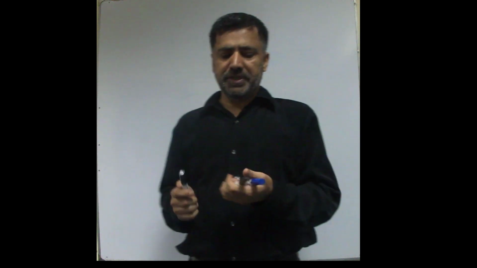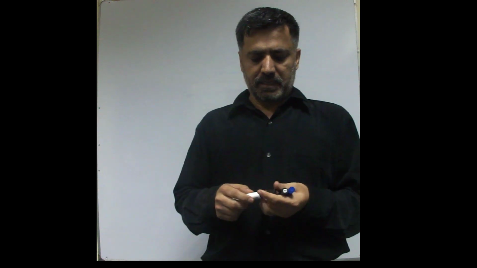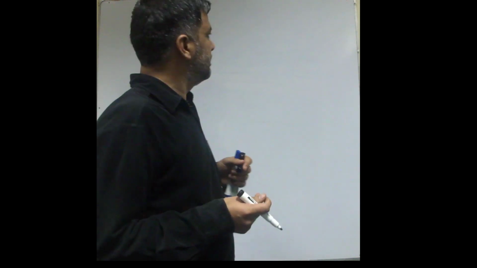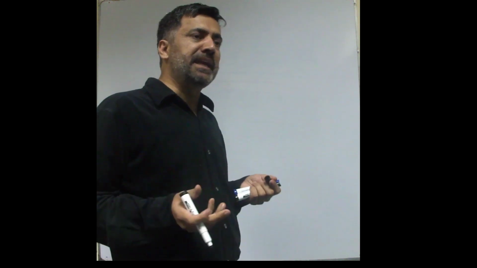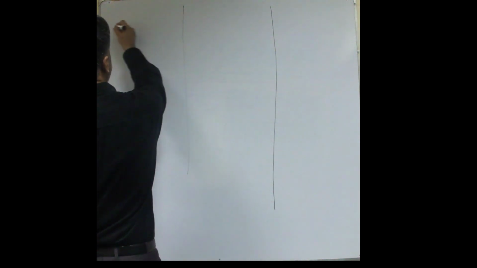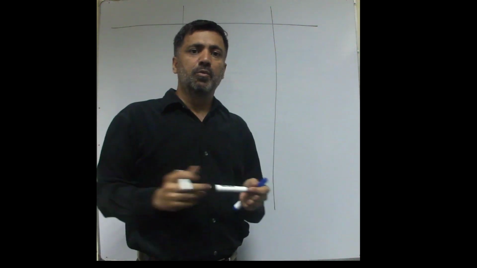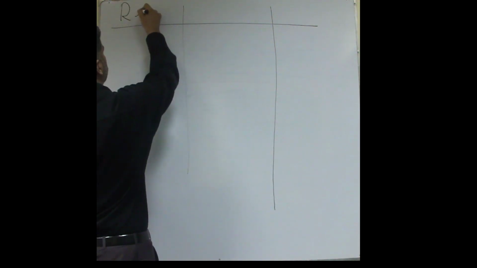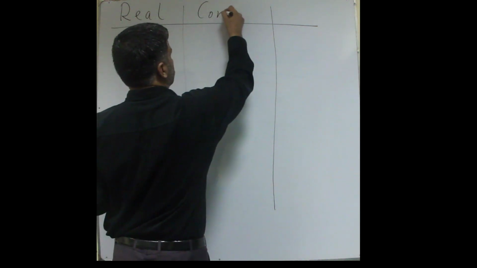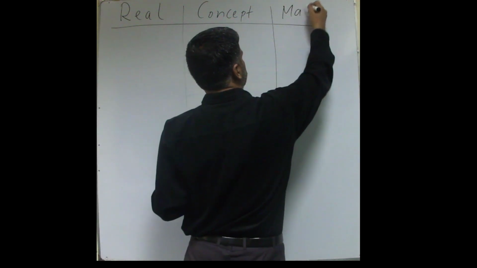So let's continue from our previous video. And the idea of the previous video was to give meaning to numbers. So the conclusion of that video was that we have basically three different worlds: the real world, the conceptual world, and the mathematical world.